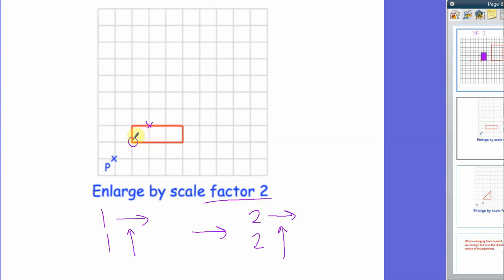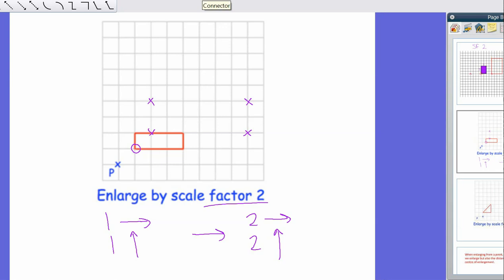Then from this one, it goes 1 up. We're now going up 2 because it's a scale factor 2. Instead of going across 3, we're now going to go across 6. And down 1 is now going to become down 2. And I just join these up, like so. It's a bit of a dodgy one, but it's there.